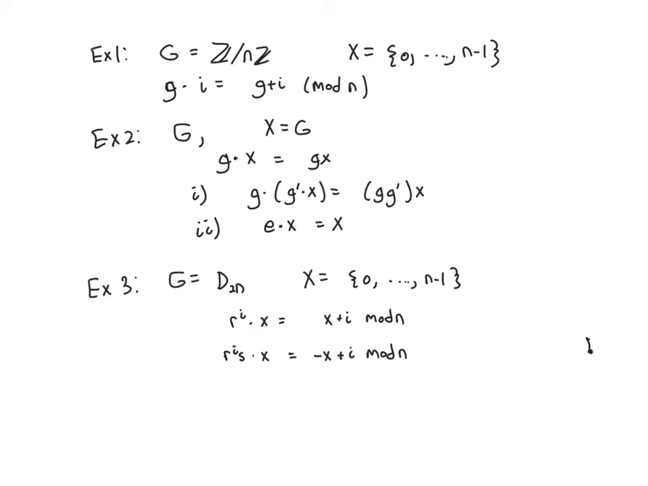Under our standard labeling of a polygon, you label it counterclockwise. Then if you look at vertex x, this is actually just sending you to what happens after you rotate i times. You end up at x plus i mod n.